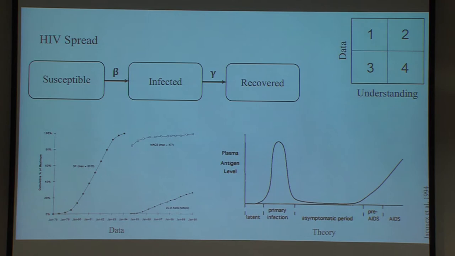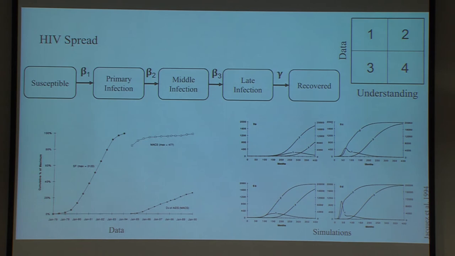But they went ahead and built a model anyway. They built a model where you had these different stages of infection and different parameters, beta. And in particular, they were interested in this primary infection, how infectious you were in the very early stages, and they generated a bunch of models and curves based on different values of these betas, and they estimated that you could get the right aggregate curve if you had a very high primary level of infectivity, okay?